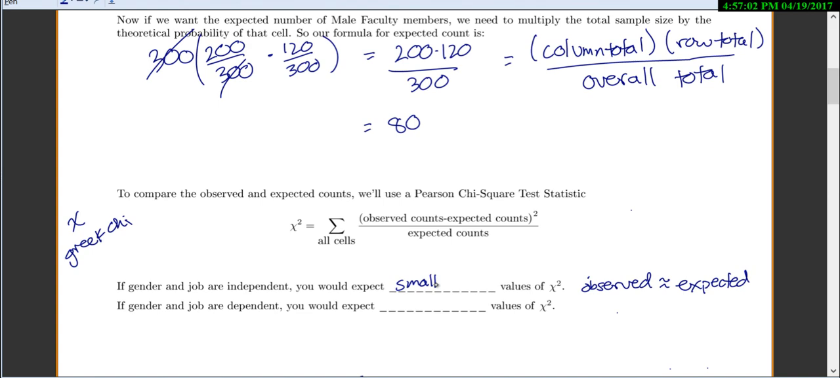But if gender and job are dependent, then all of those expected values are going to be way off, and we would expect to get big differences. So we'd expect big values of chi-squared.